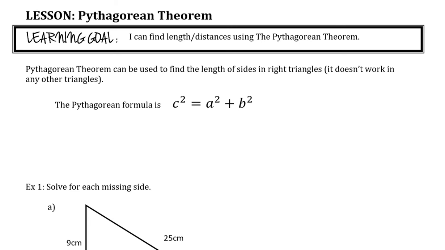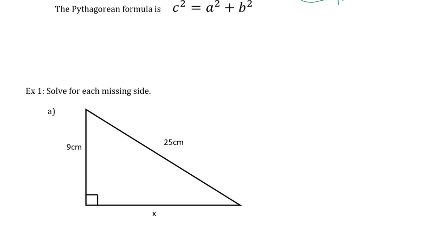Pythagorean theorem can be used to find side lengths of sides in right triangles. Now, what is a right triangle? It doesn't work in other triangles, so Pythagorean theorem only works for right triangles. And a right triangle is something that has a 90-degree angle in it. So if I look at this first example, there's your 90 degrees, right?